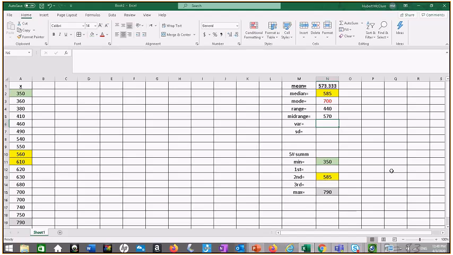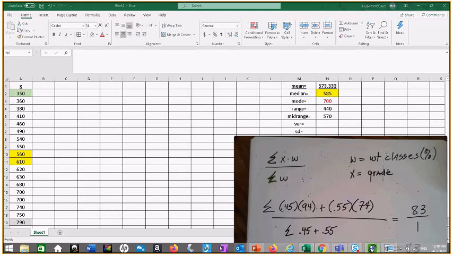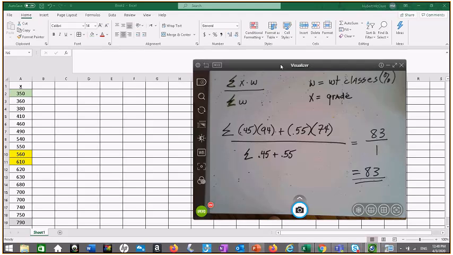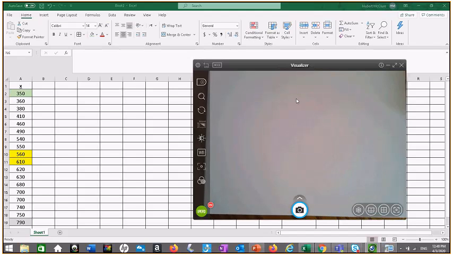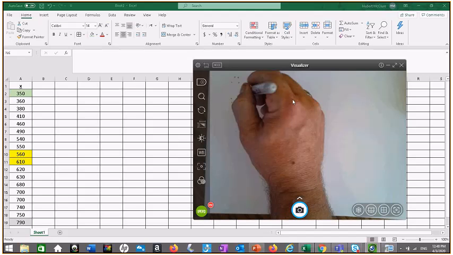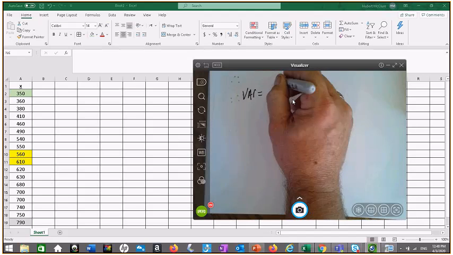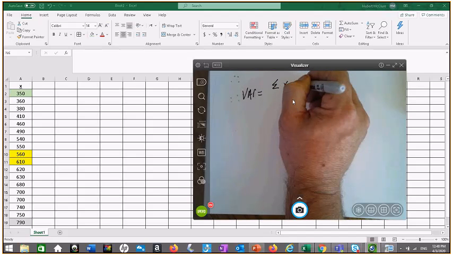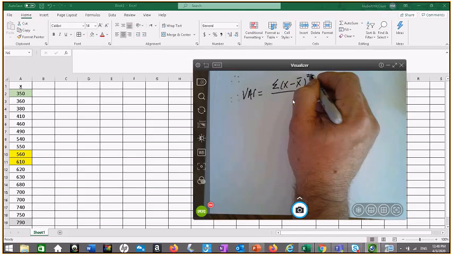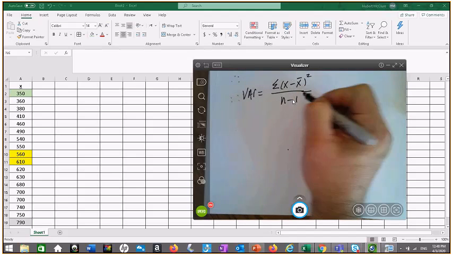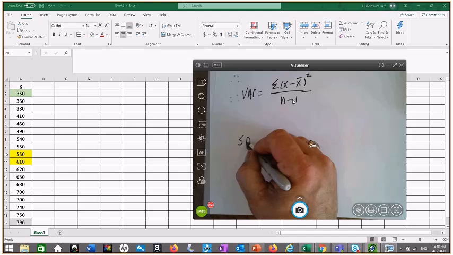And now we've got to do the variance. Now remember, let's pull up our handy dandy formula. Let's write down our variance formula, because you need to know the variance formula in order to understand it, because you can't just go by hearsay. You've got to learn the formula. The formula for variance is equal to the summation of (x minus x bar) quantity squared over n minus 1. And then the standard deviation is the square root of the variance.